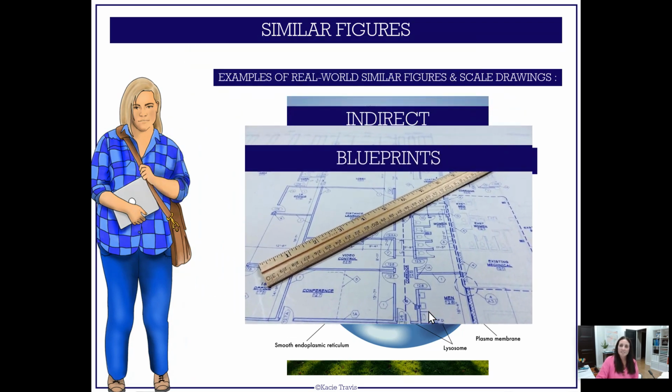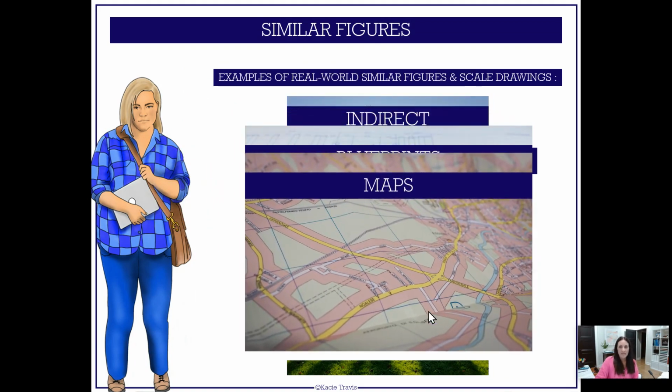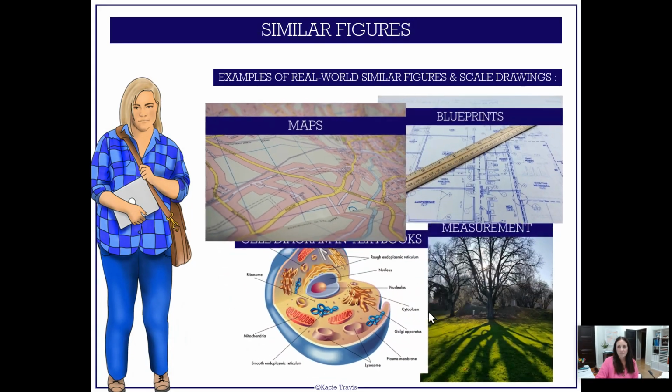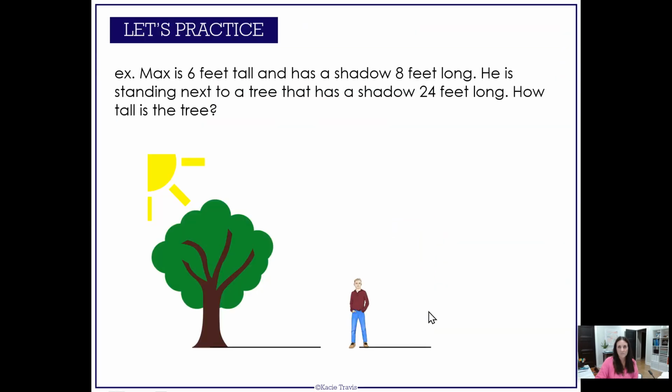Same thing with a blueprint. A house or a building is very large, but they're scaled down to be something that can fit onto paper so that contractors and construction workers can use those to build it adequately, and they're proportional to the actual building. Just like maps. Maps are proportional to the real world around us. So there are a couple of examples of how you could use similar figures in the real world.